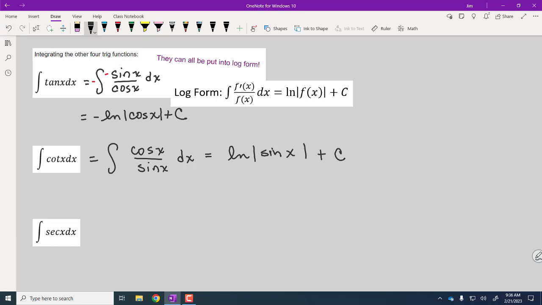So those two are pretty obvious. A little bit of tweak with the first one, but overall pretty obvious that we can get it into this log form. And then it's always natural log, absolute value of the denominator.